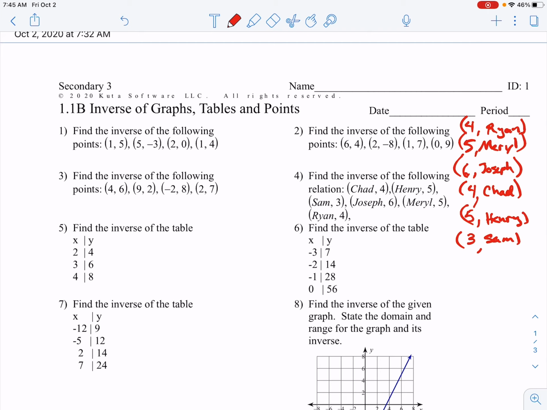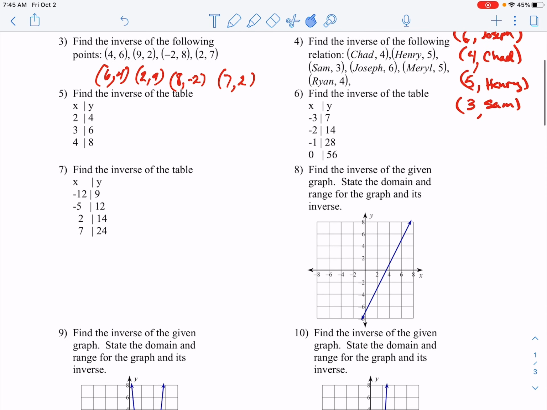So on number 3, you'd have 6, 4, 2, 9, 8, negative 2, 7, positive 2, and so on. Just rewrite it with the numbers reversed.